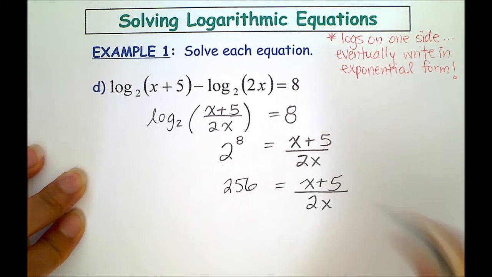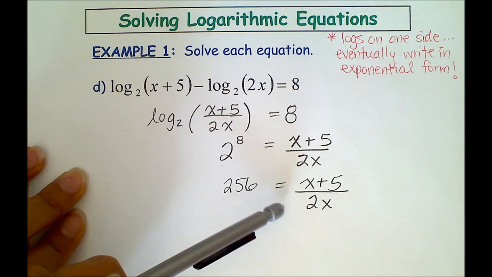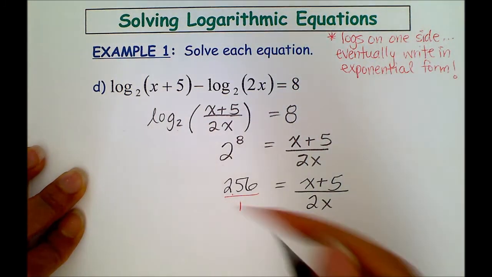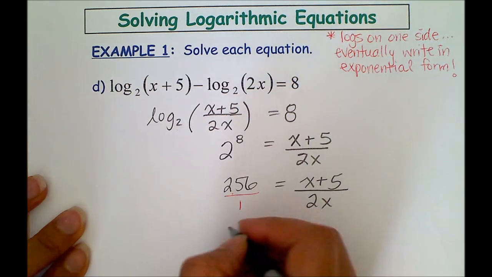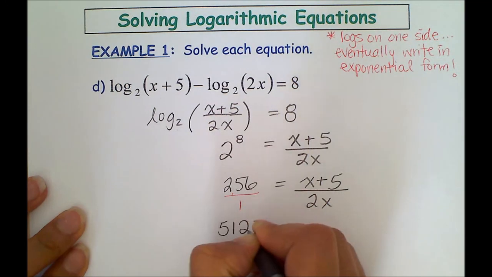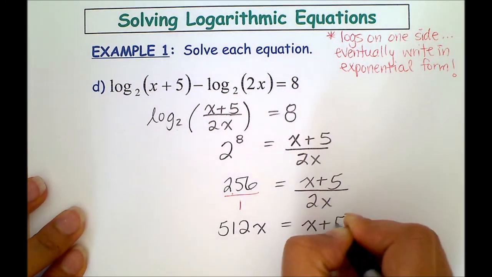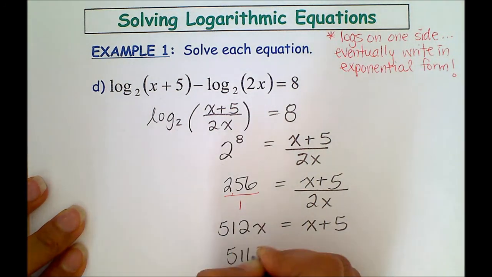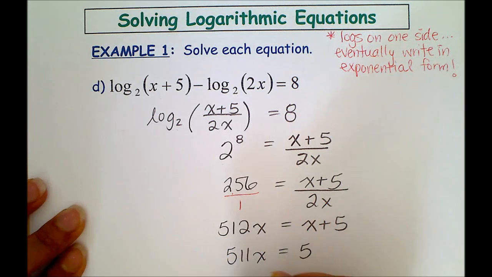Now, in order to solve this, because I have a fraction on the right-hand side, I'm going to draw my imaginary 1 on the left-hand side and then cross-multiply. And so 256 times 2x is 512x. And on the right-hand side, I have x plus 5. Now, if I'm solving for x, I would bring the x term over to get 511x equals 5. And so x is equal to 5 over 511.